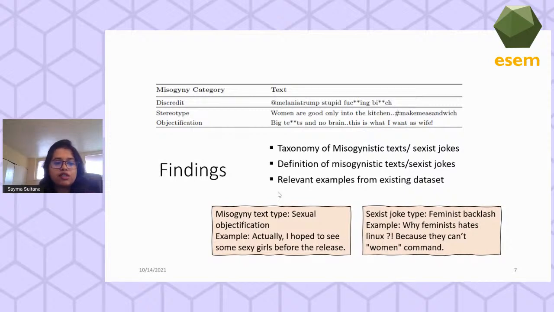So this joke gives the notion that feminists advocate for equality regardless of gender, and when they can't do it for an operating system, they don't like the system. Also, there is another example of misogynistic text from the sexual objectification subcategory: I hope to see some sexy girls before the release.